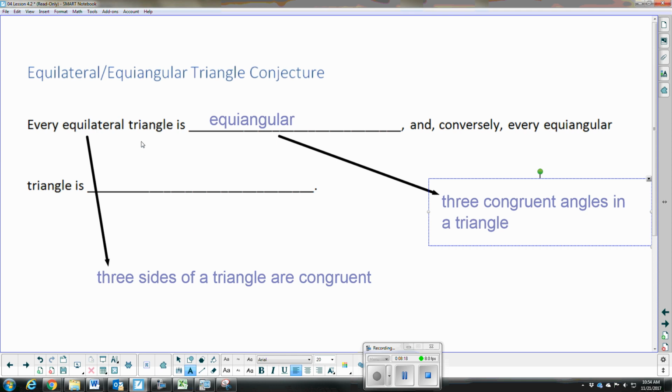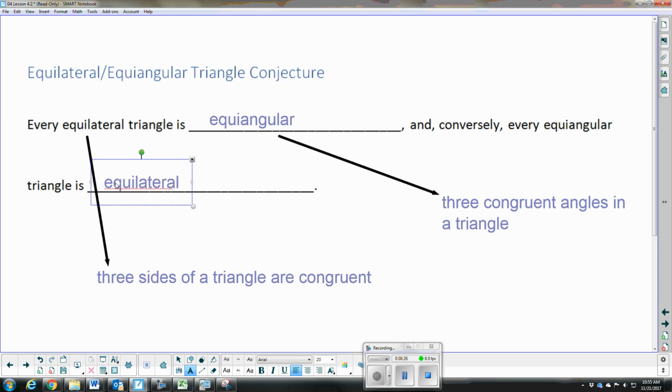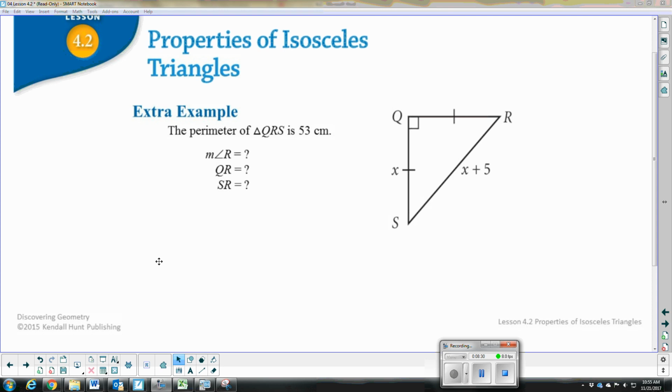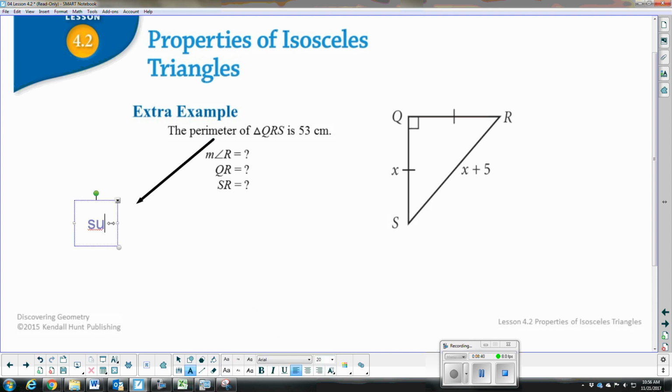So if every equilateral triangle is equiangular, and conversely every equiangular triangle is equilateral. So if you look at this extra example that you see on your note sheet, it's talking about perimeter. Perimeter is the sum of all the sides.